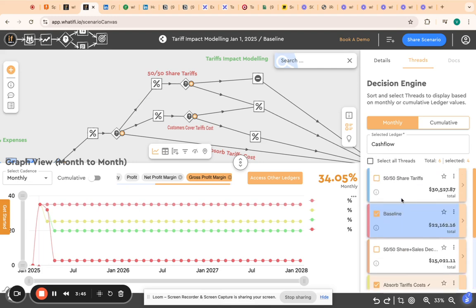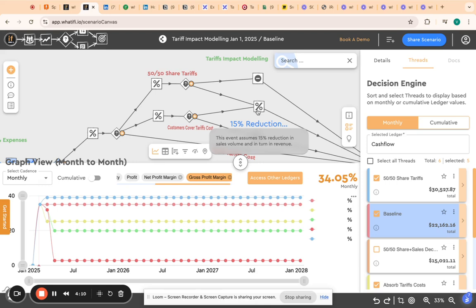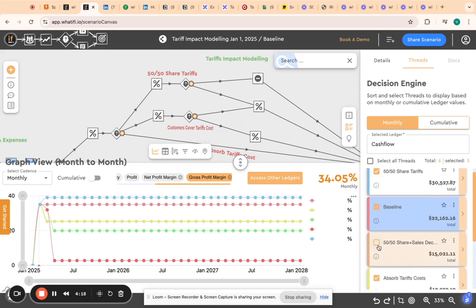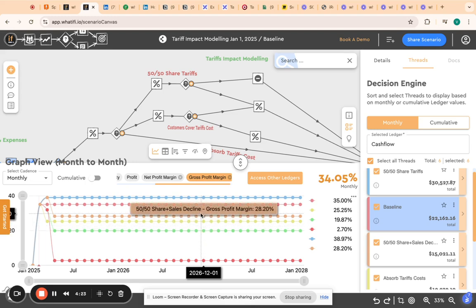The third scenario is 50-50 share of your tariff increase. Sharing the tariff between your business and your customers can be a balanced approach. If you increase prices by 50% of the tariff while absorbing the rest, your profit margin will remain stable in an ideal world if there are no sales decline. In that case, you might see a slight increase in your profit margin, but in the real world your profit will decrease. And to see how that will affect your profit margin, we have this scenario where your profit margin is around 28%.